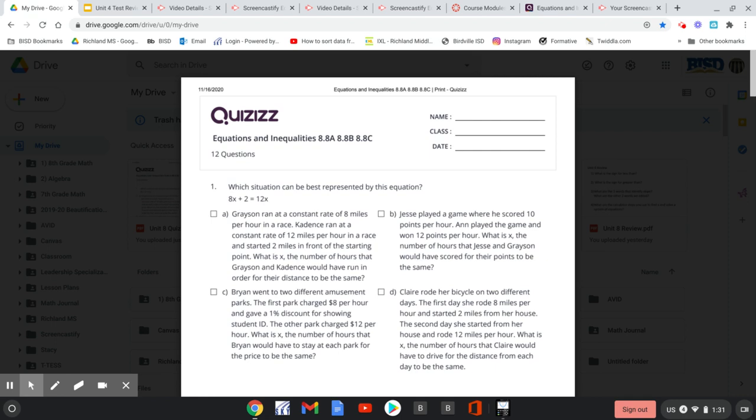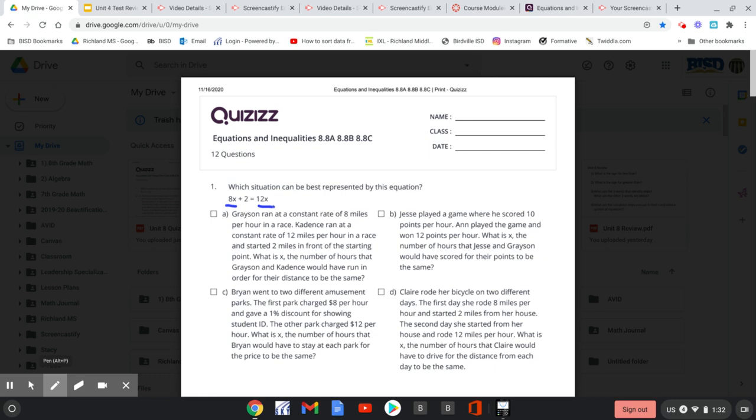So here we have an equation, and they want to know which answer matches this equation. So let's see what we can find. So we know we're looking for per, each, and every, and that should be for the 8 and for the 12. And then we have a starting point of 2. So let's just read A and see what we get.